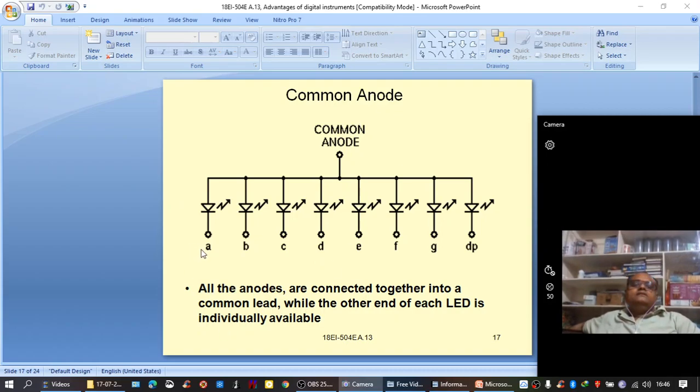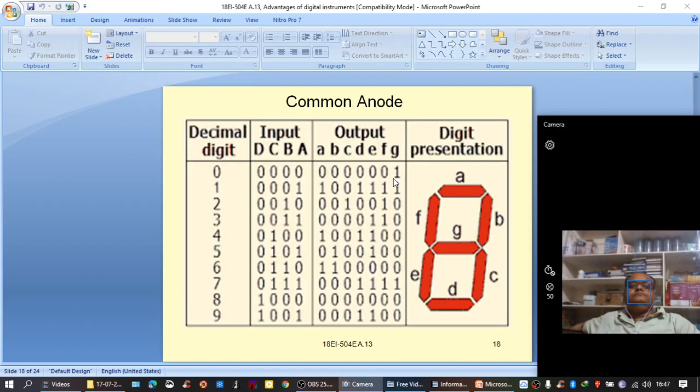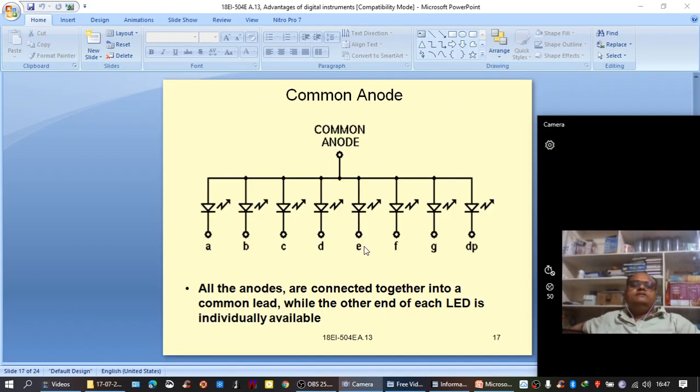And the cathodes are named as A, B, C, D, E, F, G and DP. Now here this is the truth table of a common anode type of 7-segment display. Now here in this arrangement, when does the LED glow? Anode is at positive potential. When the cathode is at ground potential or negative potential, then only the LED will glow.